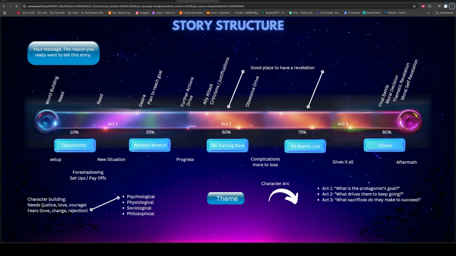Well, the monkey wrench is Spider-Man's now dead. Spider-Man was going to teach him how to be Spider-Man. Well, now Spider-Man's dead, so how is he going to fulfill his promise? Right? He needs to learn how to be Spider-Man still.